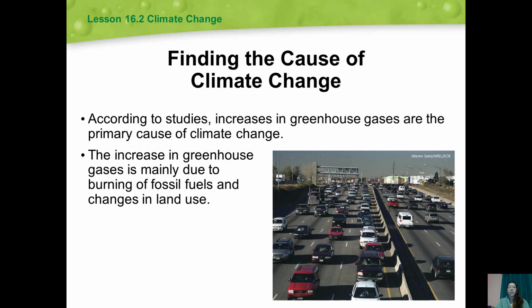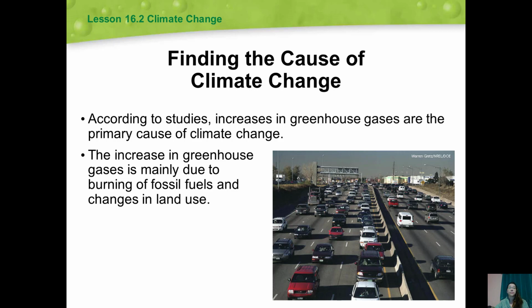All right, now that you guys have finished answering those couple of questions, we're going to talk about finding the cause of climate change. So in 1958, a scientist named Charles Keeling started to measure carbon dioxide in the atmosphere. Keeling collected air samples about every hour at the Mauna Loa Observatory in Hawaii, and he measured the carbon dioxide in those samples.